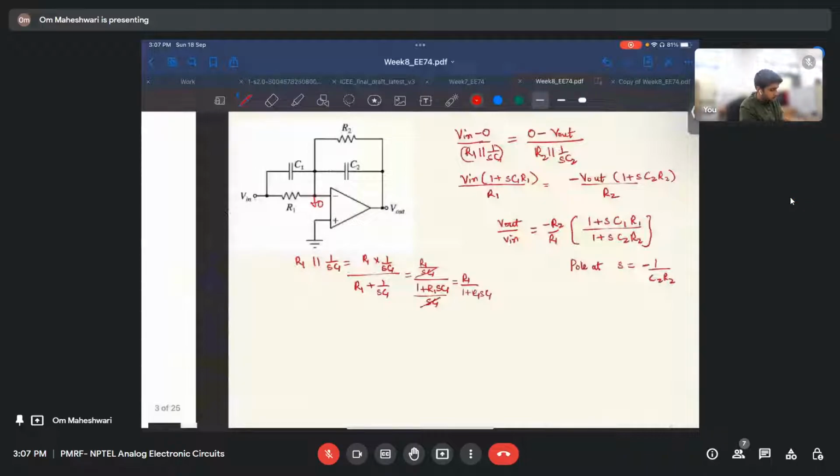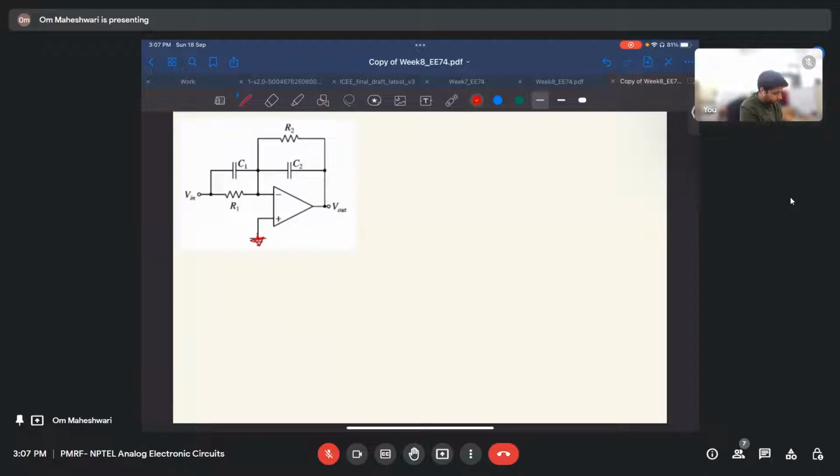In this circuit, the input is grounded, so I will take this as virtual ground, and I will apply KCL here. If I take KCL here, I will get (V in minus 0) by (R1 parallel 1 by SC1) equals to (0 minus V out) divided by (R2 parallel 1 by SC2). I'm just equating the current through this branch to the current through this branch.